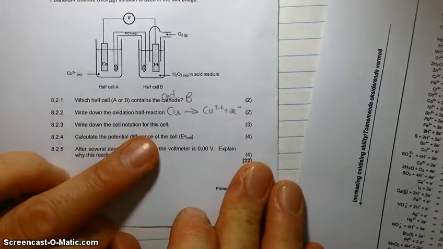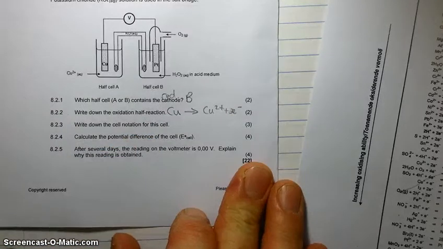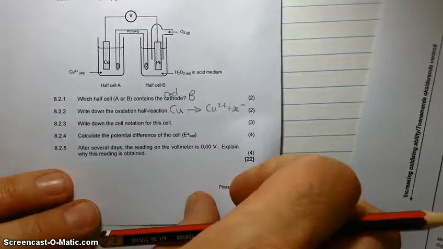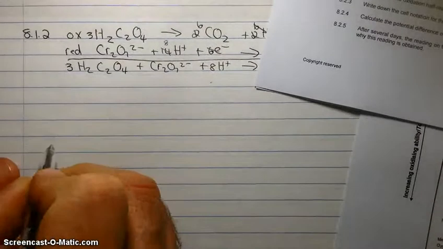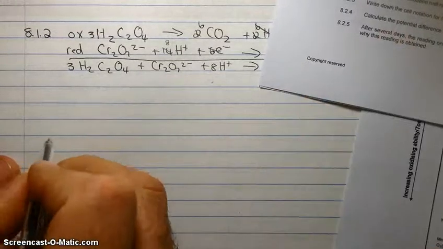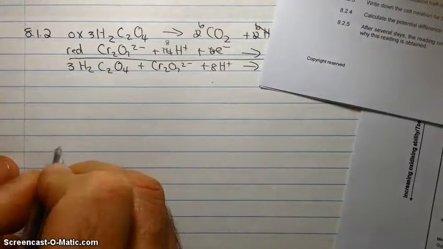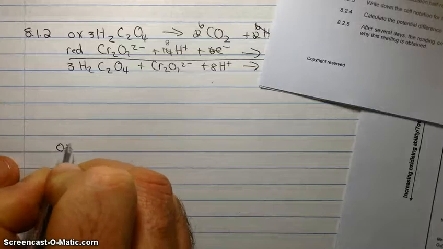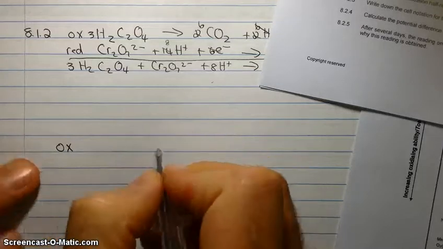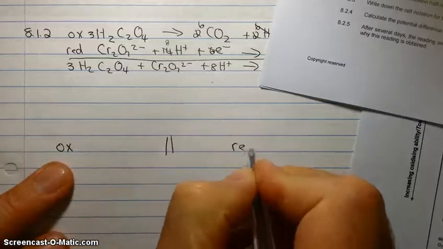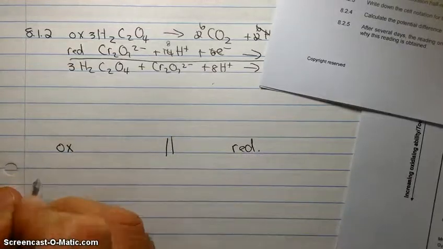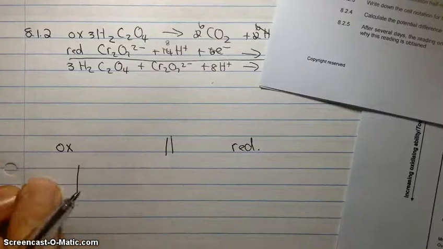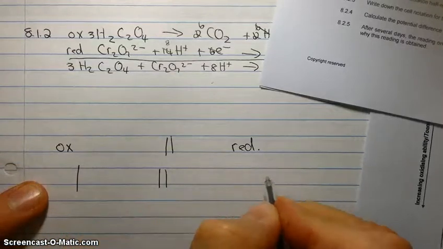Write down the cell notation for this cell. Now the cell notation has a specific format, and that looks like this. It's always the anode first, the oxidation, and salt bridge and reduction. Now, and then it's got the format of, we will fill in the gaps now with these lines.